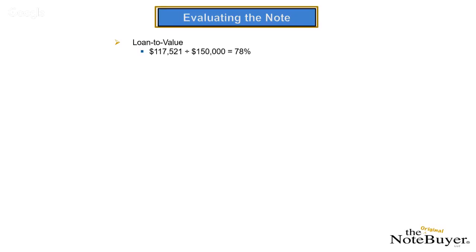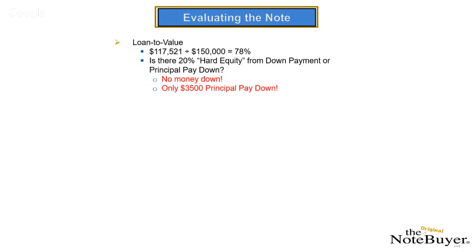According to Zillow, the property is worth well over $150,000, and we said there's a current balance of $117,521. So that gives us a 78% loan to value, which is very respectable. Since it's owner occupied, we want it to be 80% or less. But when we look at, is there 20% hard equity from a down payment or a principal pay down? Actually, no. There was no money down, and there was only $3,500 that had been paid down over these first couple years of payments. The property type is a single-family residence.